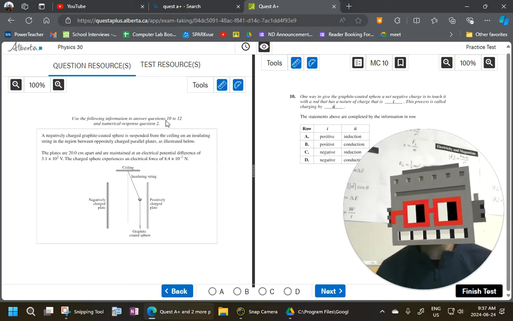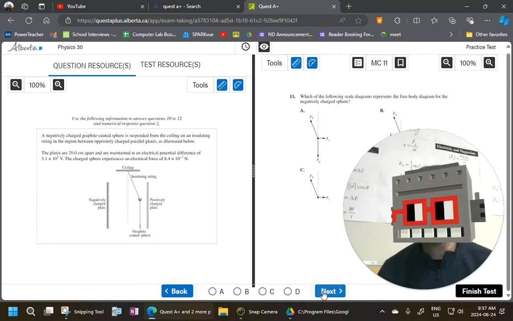Okay, so we got this negatively charged particle here, hanging off to the side. We're going to use this for questions 10, 11, 12, and numeric response number 2. Let me see what we have for it.